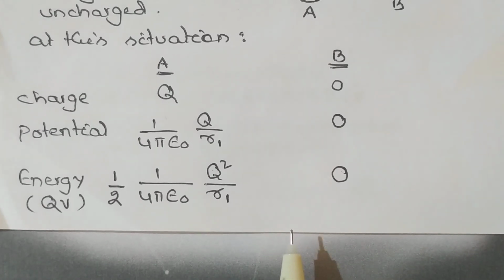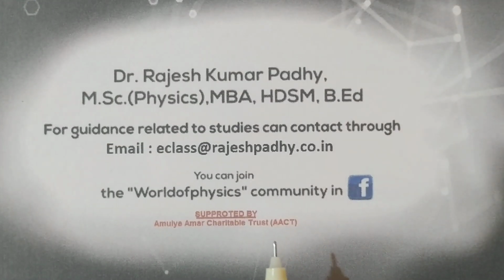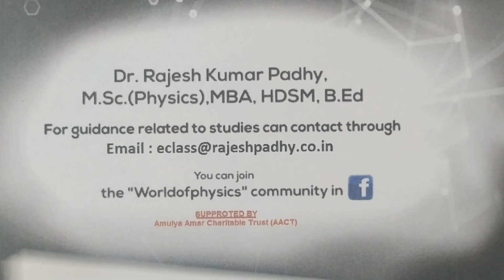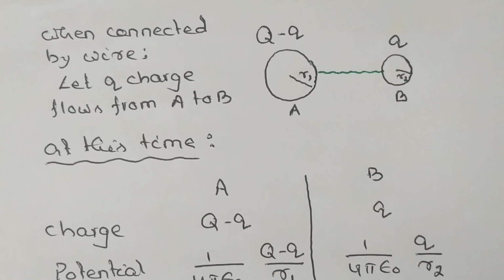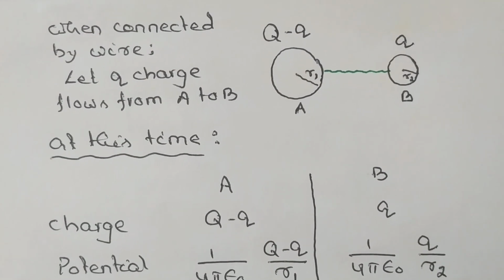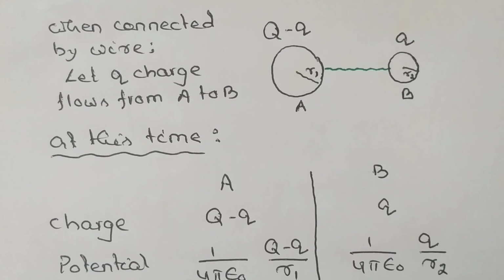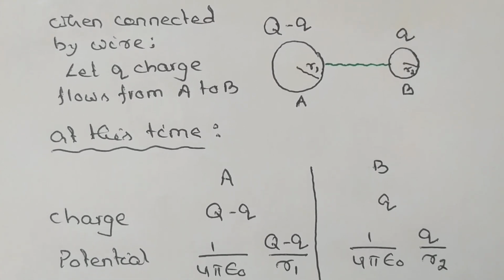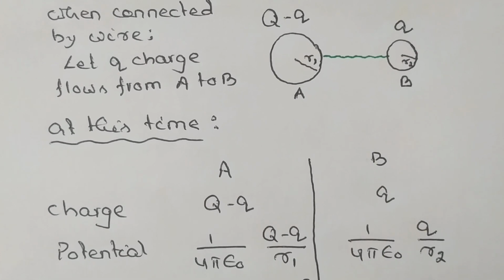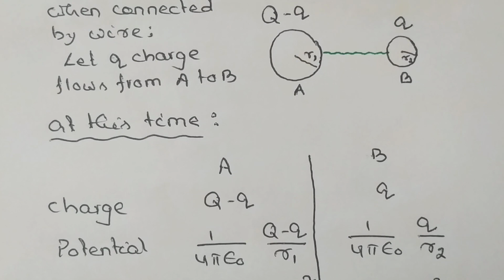Now when we connect these two bodies through a wire, the charge will start flowing from body A to body B. Why? Because body A is at higher potential, body B is at lower potential. Or I can say body A has a huge amount of charge, it wants to share the charge with a hungry body, that is body B, which is interested to take the charge. Hence the charge will flow from A to B till both acquire the same potential. That means A cannot give all the charge to B.